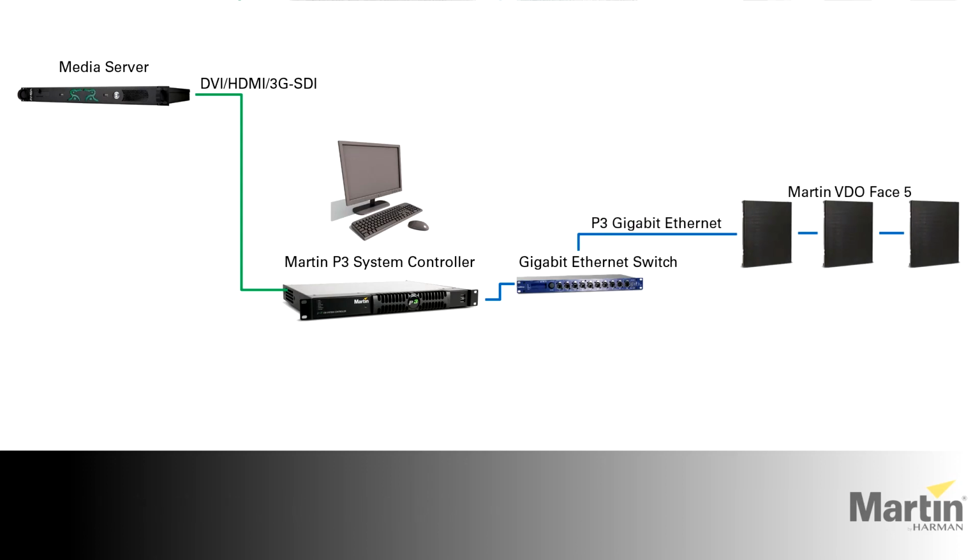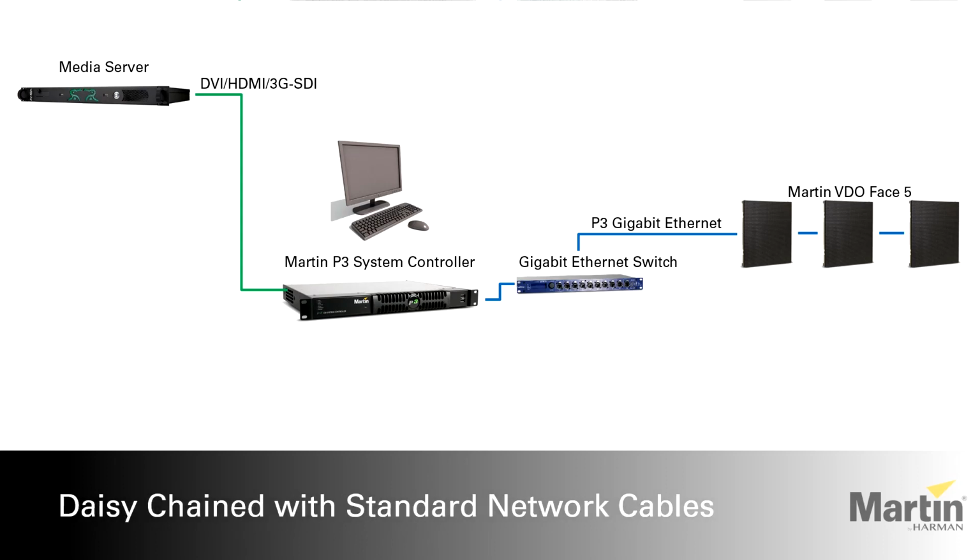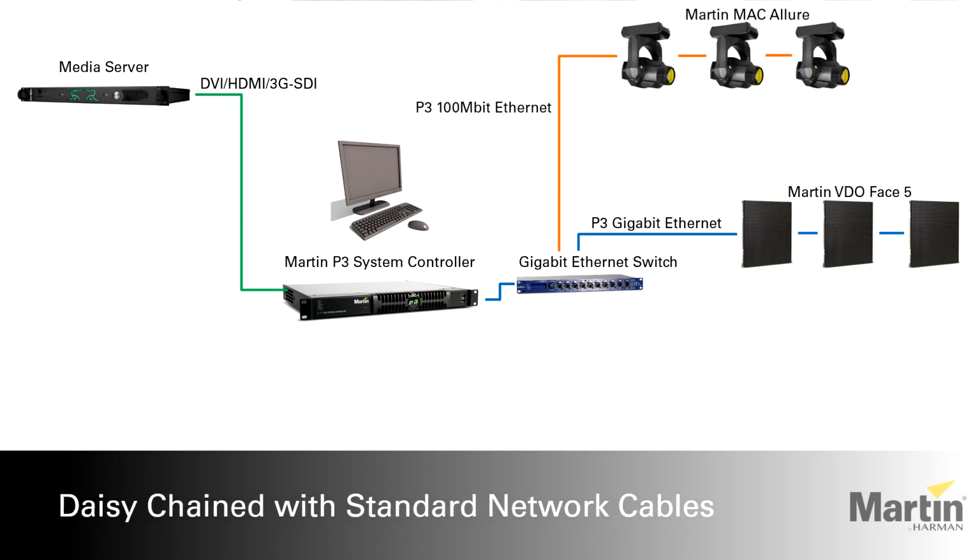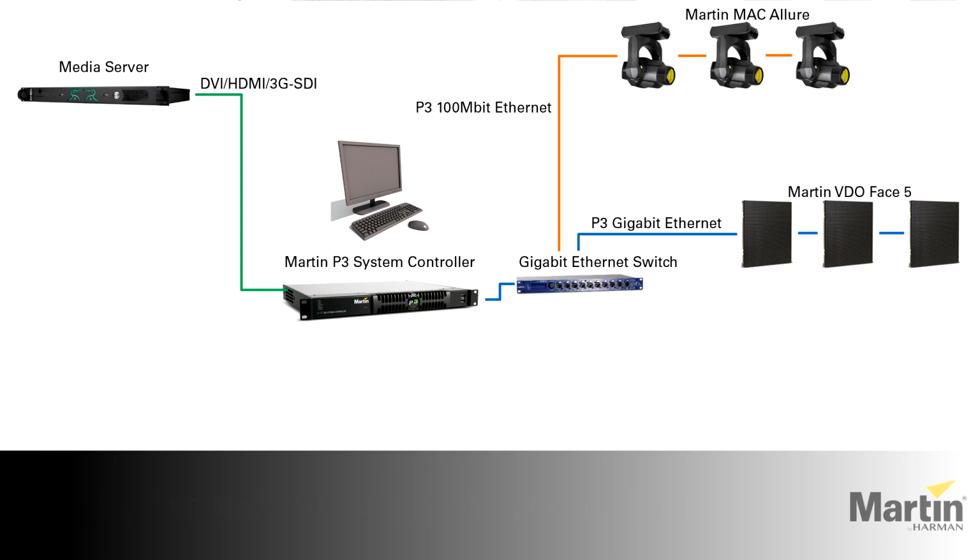Connecting fixtures such as the Martin Video Phase 5 panels can happen directly to the Gigabit Ethernet switch or directly to the P3 system controller if only one chain of fixtures is needed. The fixtures are just daisy chained using standard network cables, and similarly Martin moving heads such as the Mac Allure can be added to the system.